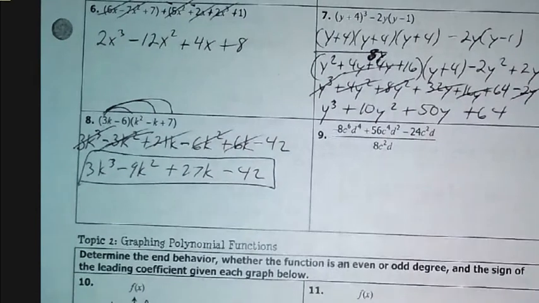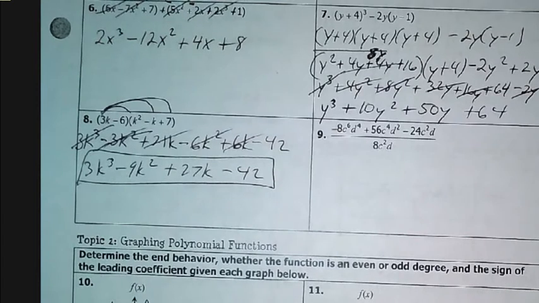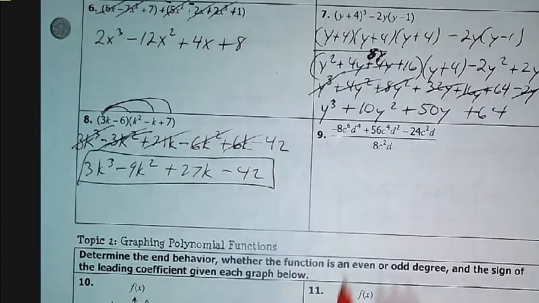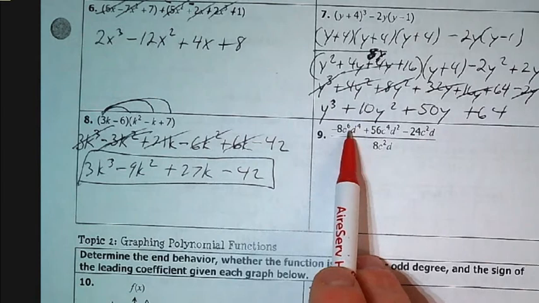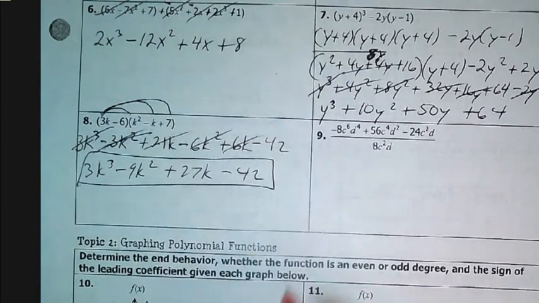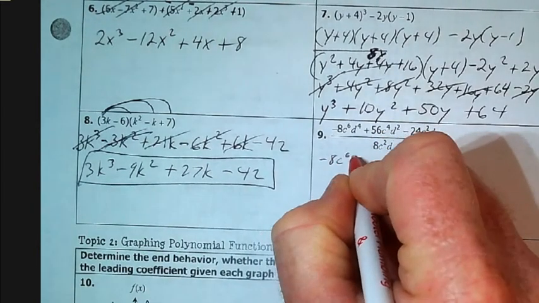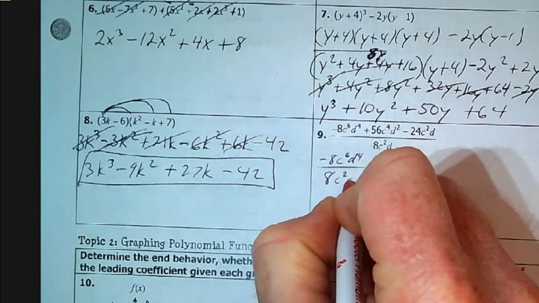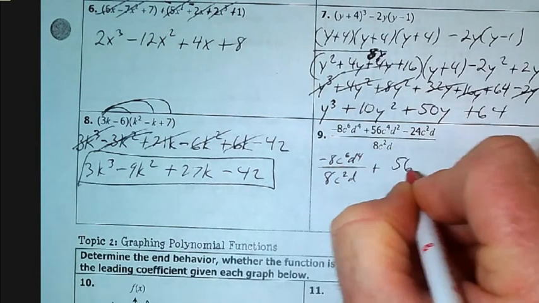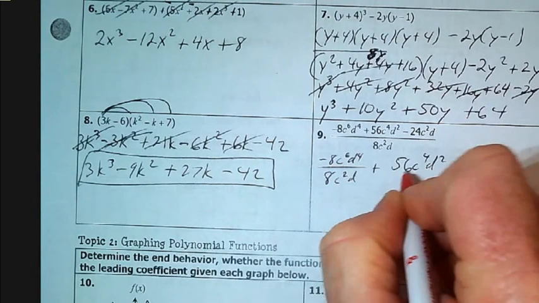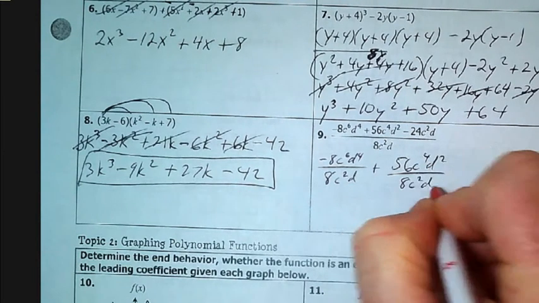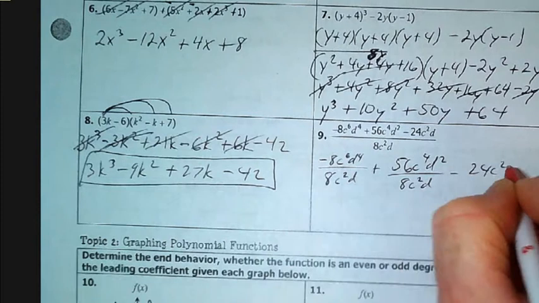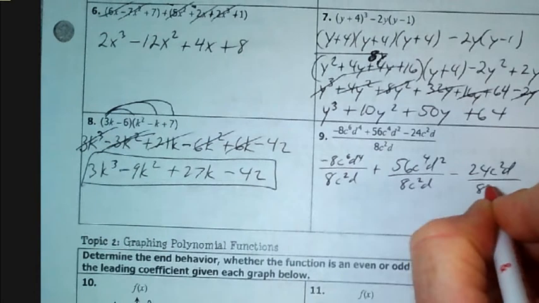Alright, number 9. Again, it's tedious because we're going to just have to divide each of the terms by the denominator. So it would be negative 8c to the 6th d to the 4th divided by 8c squared d, plus 56c to the 4th d squared over 8c squared d, minus 24c squared d over 8c squared d.